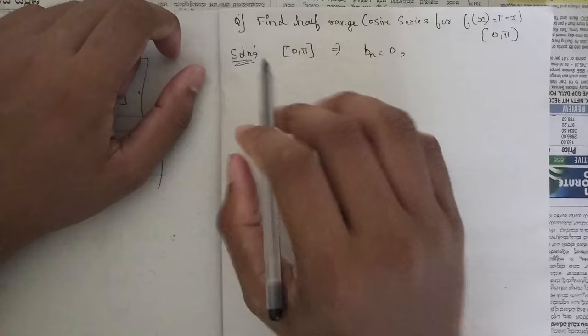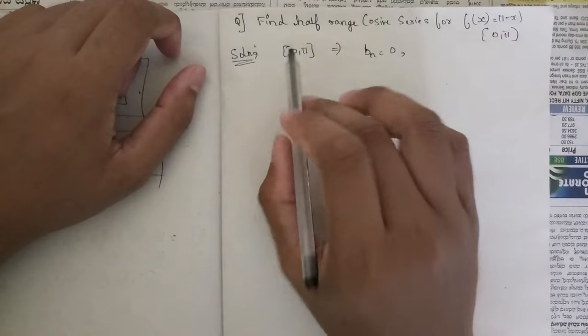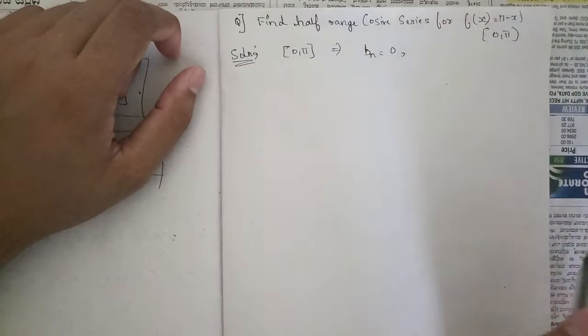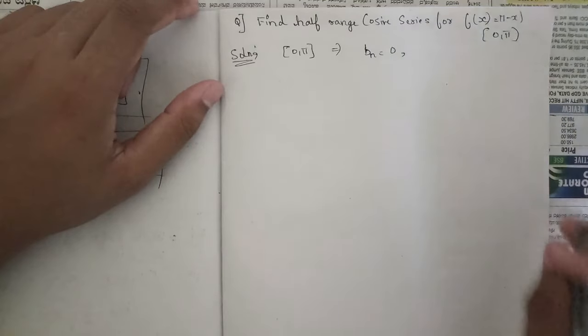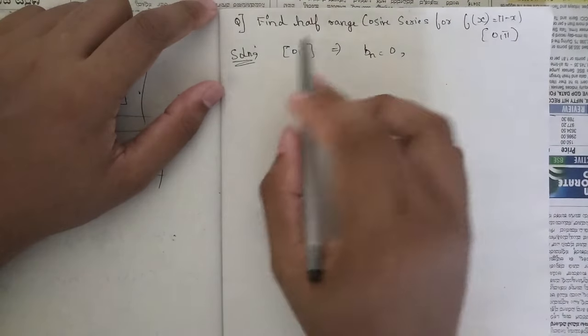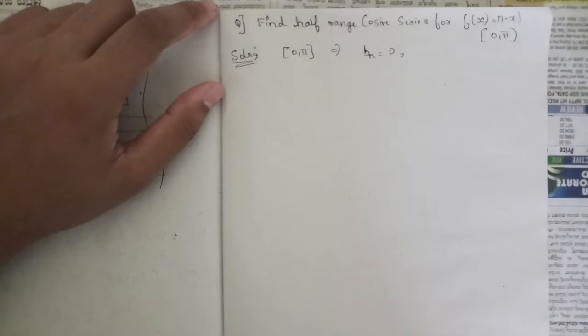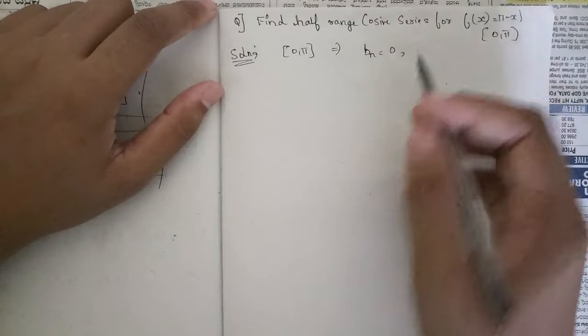Yeah, so this goes your next question. That is, we need to find the half range cosine series for the function f of x is equal to pi minus x in the interval 0 to pi. So the interval given is 0 to pi, and in cosine series we know that it corresponds to an even function, and in an even function the Fourier coefficient bn is equal to 0, and we need to find the values for a0 and an.